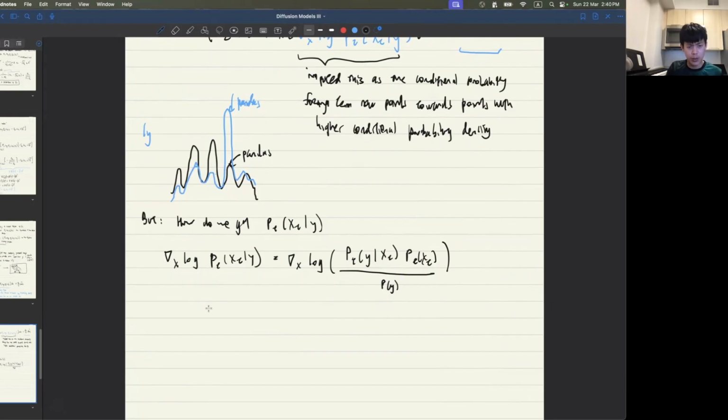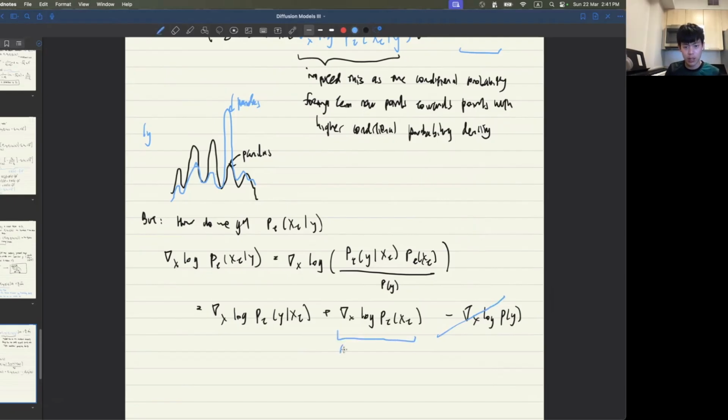So this is going to be equal to the derivative of log p_t(y | x_t) plus the derivative of log p_t(x_t) minus the derivative of log p(y). And we don't want to care about this, right? Because the derivative is with respect to x. And over here, this is actually very nice, right? Like we can analyze the other two terms. This is just the unconditional score. We know how to do this.